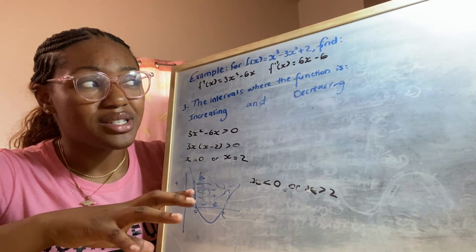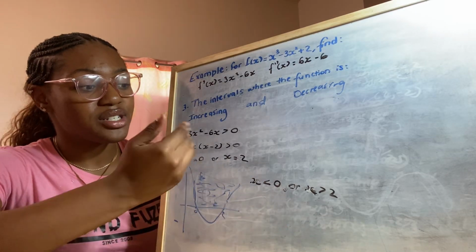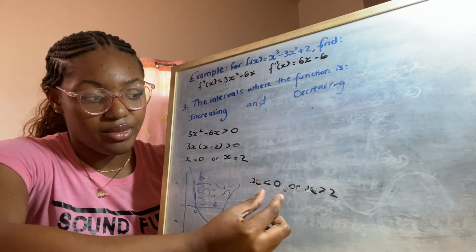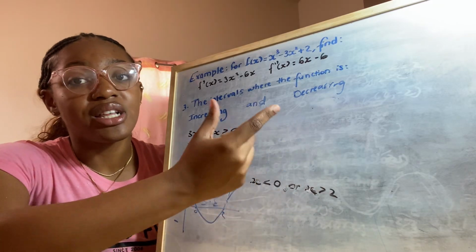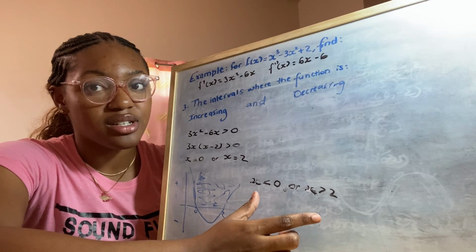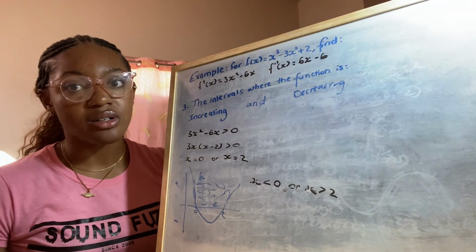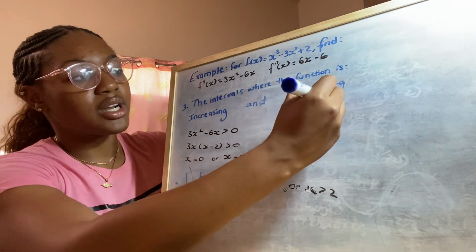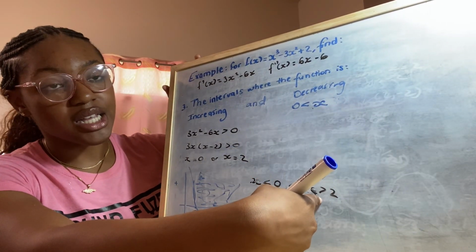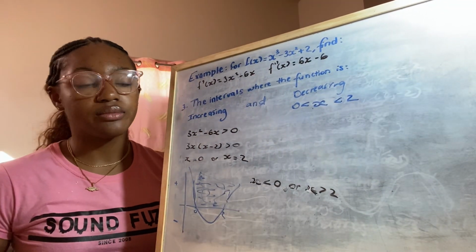Now, if we want to find the decreasing function, all we have to do is take the opposite of this. When the function is increasing, the intervals are x is less than 0 or x is greater than 2, meaning this is disjoint. The decreasing function would be the complete opposite, so this becomes joint: x is greater than 0 and x is less than 2.